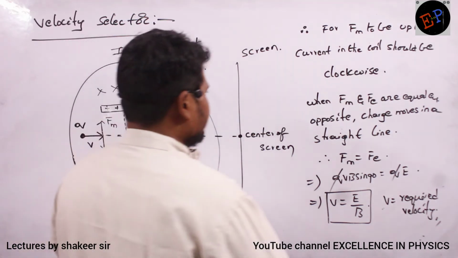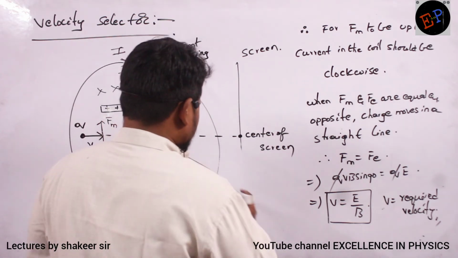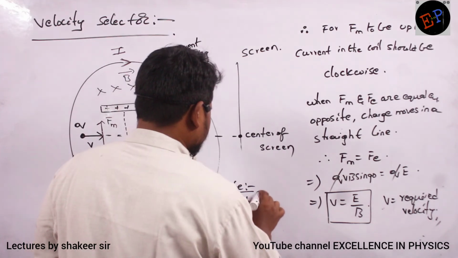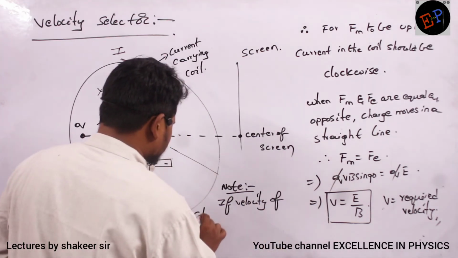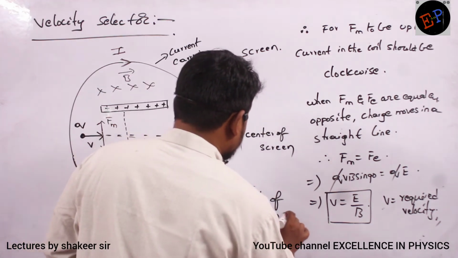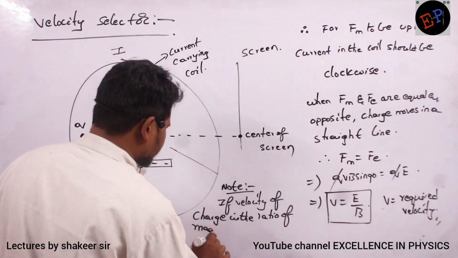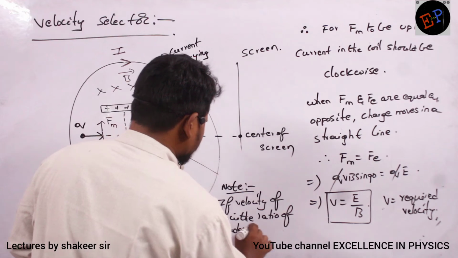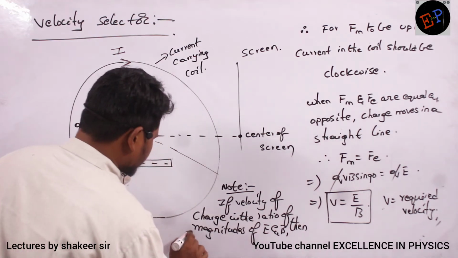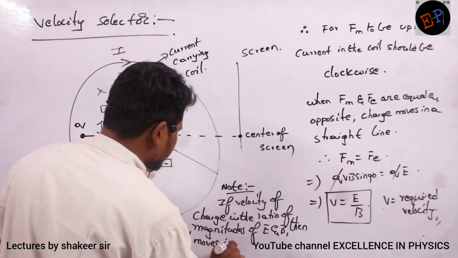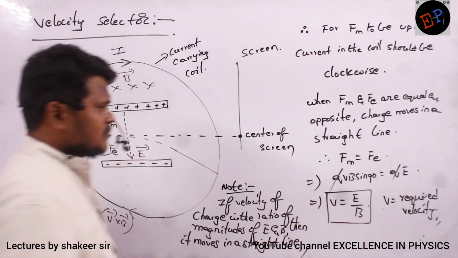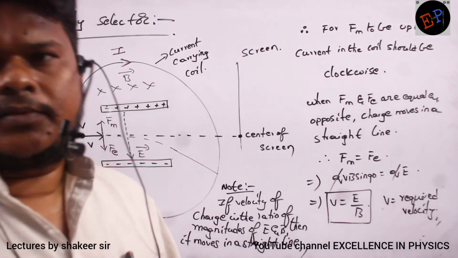So therefore, what is the note point here we have to write? A note point is that if velocity of charge is the ratio of magnitudes of electric field and magnetic field, then it moves in a straight line. That's it. So that is this application called velocity selection.